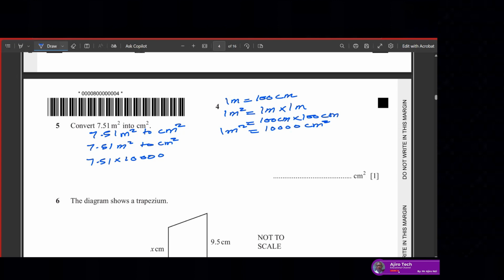Thank you very much. So let's multiply this. 7.51 times 10,000. That gives us what? 7,510. Multiply it. I want you to multiply it so that you will see it clearly with your calculator.